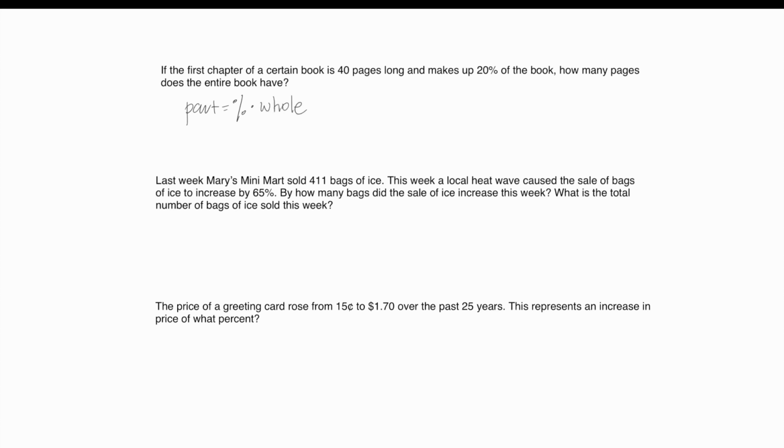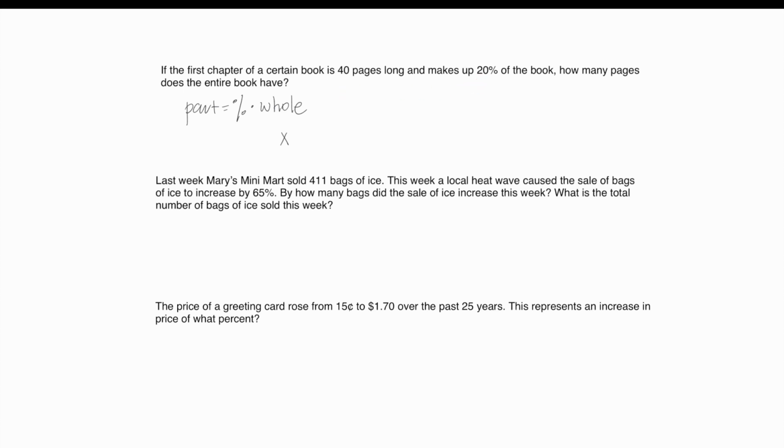The whole here clearly will be the whole book. So x is our whole. I do have the percentage, which is 20%, and I also have 40 pages. And the question actually says that 40 pages is 20%. So these two numbers correspond to each other. The 40 pages make up 20% of the book.